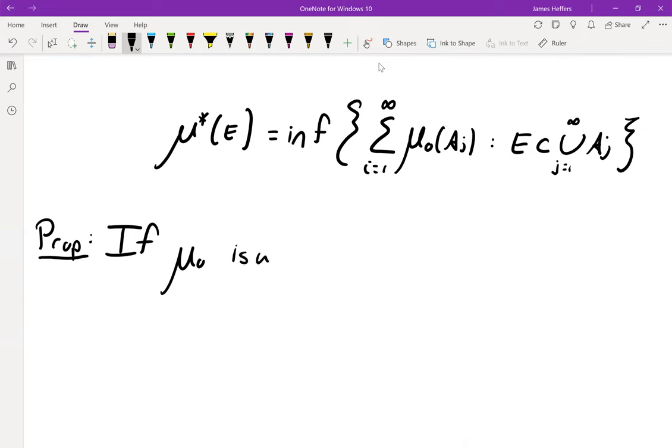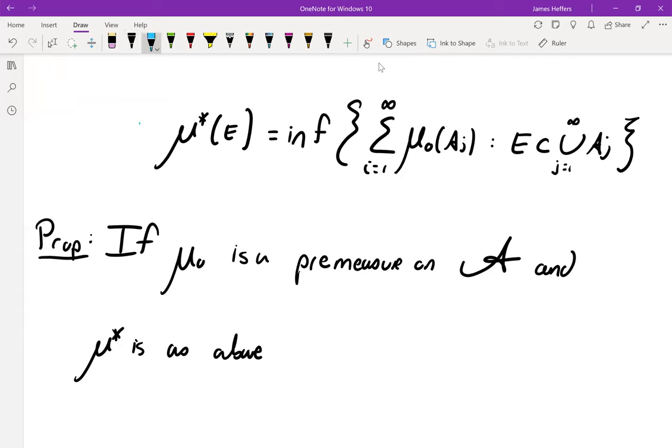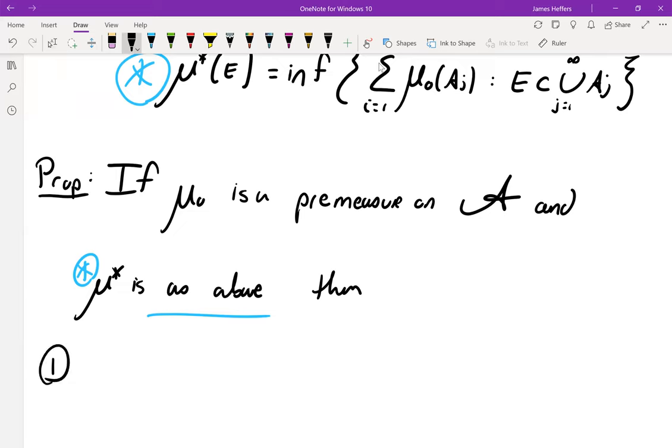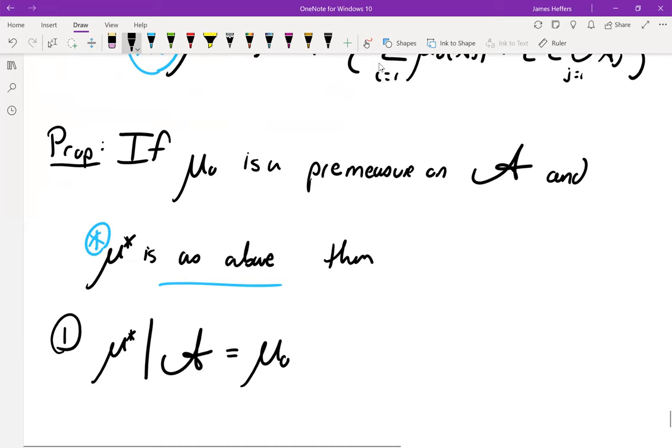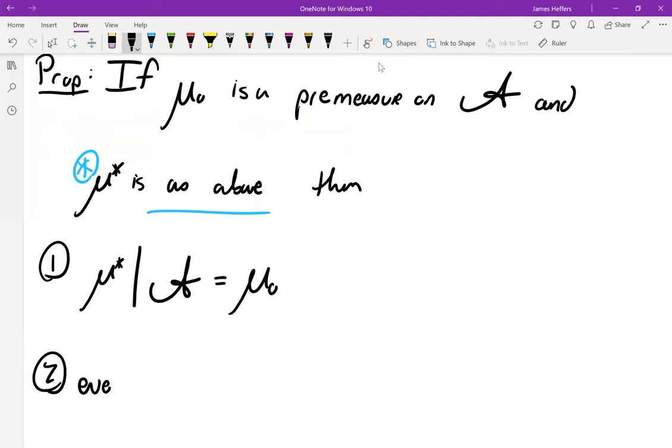If μ₀ is a pre-measure on an algebra A, and μ* is as above, and when I say as above, I mean it's the infimum of the sum of the pre-measures, then one, μ* restricted to the algebra A is just the pre-measure. So if you restrict to the algebra, you get the pre-measure. Two, every set in the algebra is μ*-measurable.